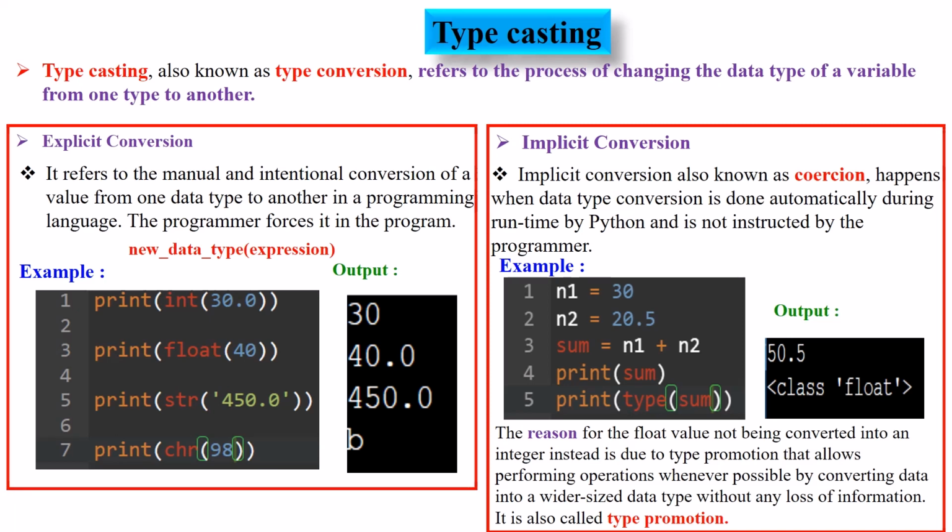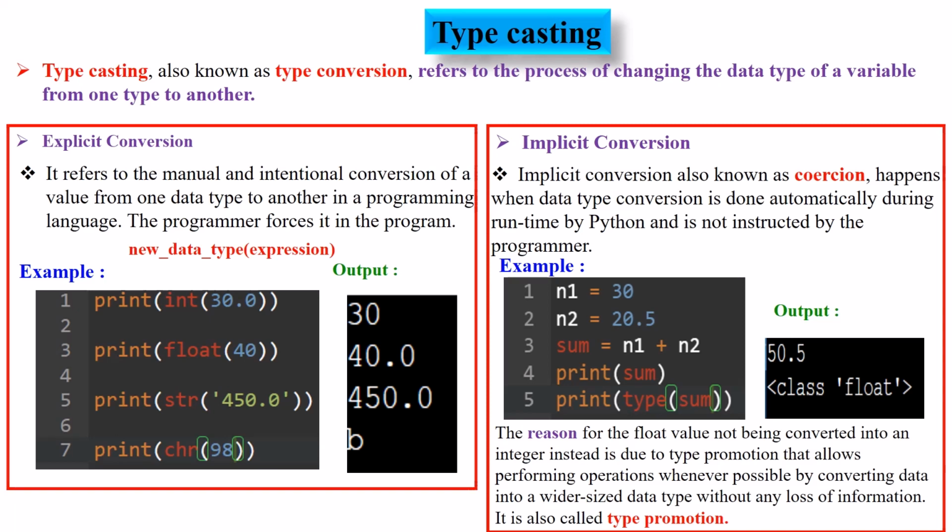Next is implicit conversion. Implicit conversion, also known as coercion, happens when data type conversion is done automatically during runtime by Python and is not instructed by the programmer. Now, look at the example. An integer value stored in variable n1 is added to a float value stored in variable n2, and the result gets automatically converted into a float value stored in variable n1 without explicitly telling the system. This is an example of implicit data conversion.